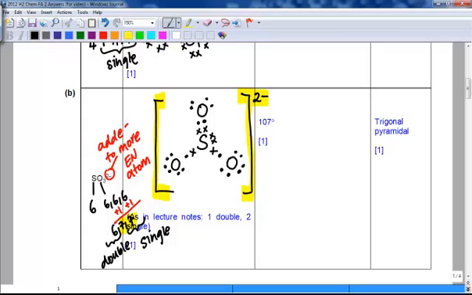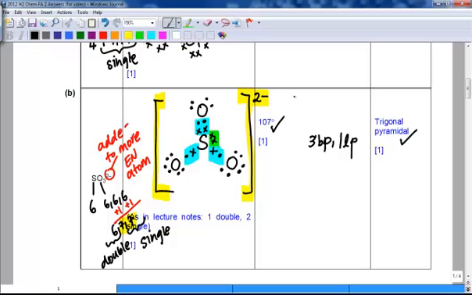To determine the bond angle, I need the lone pairs and bond pairs. In this case, I will have 1 bond pair, 2 bond pair, 3 bond pair, and 1 lone pair. So I have 3 bond pairs, 1 lone pair. If you remember, the shape will be trigonal pyramidal and it will be 107 degrees.